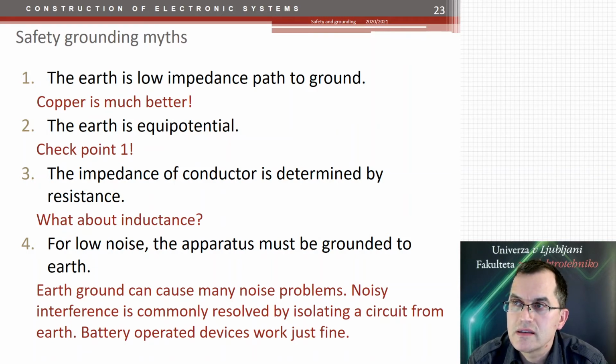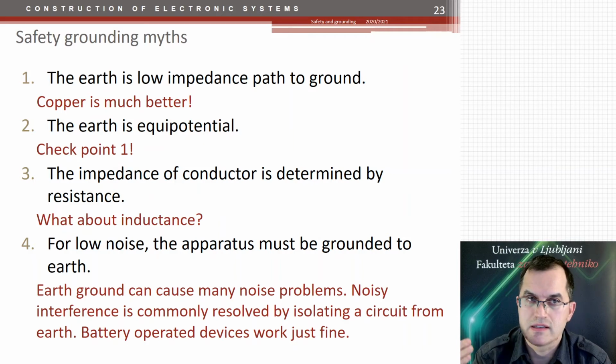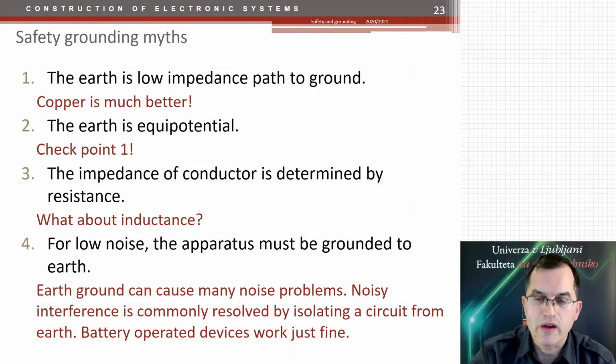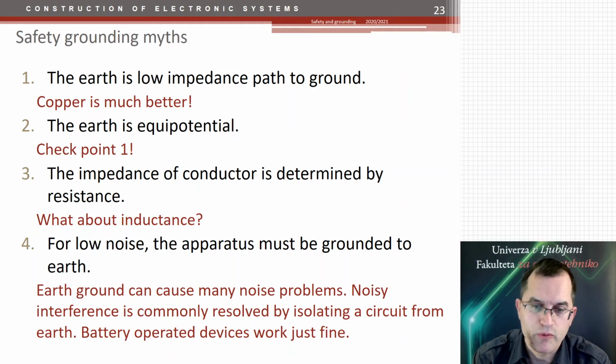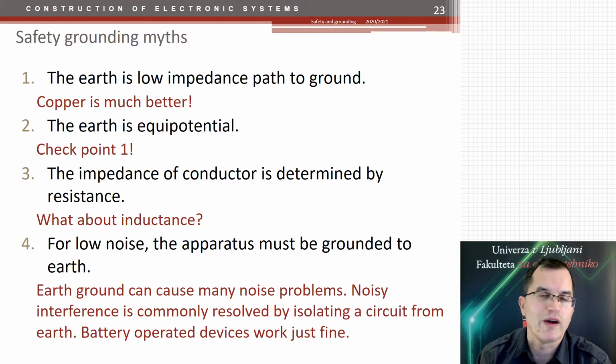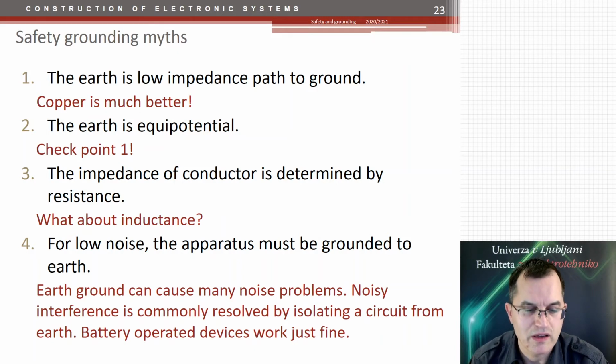The first myth shown here is that the Earth has a low impedance towards ground. The Earth is not a low impedance connection. Copper is much better. So grounding anything to Earth directly would not provide you a safety ground. Safety grounding can be provided only by connecting it with a copper wire to a safety ground which is correctly made with the grounding techniques of your house.